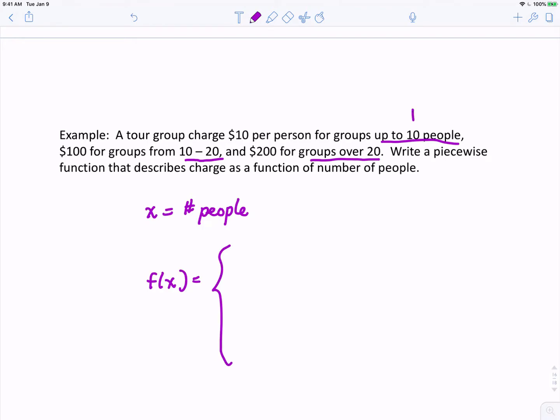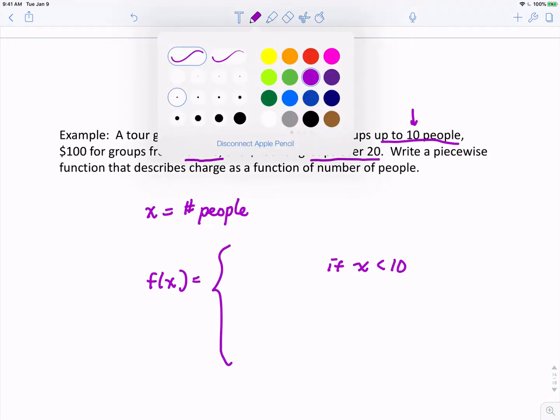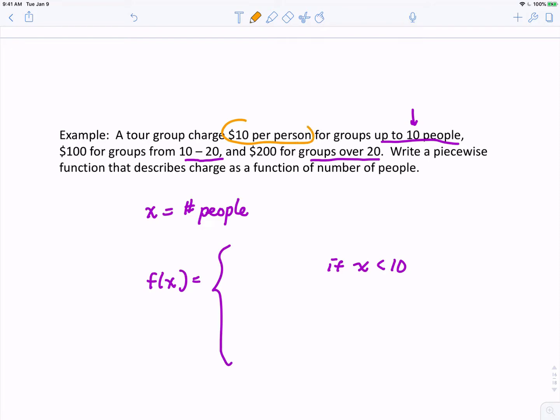The first piece is for the number up to 10. So in other words, if x is less than 10, then you're only going to pay a certain charge, and the charge up to 10 is $10 per person. So we could write $10 per person as 10x. Let's take a look at the next section. The next section is for groups from 10 to 20. So that's if x is between 10 and 20. And if we look at the description, in that section, they will pay $100. So it's not going to depend on x, but it's just going to be a flat $100 fee.